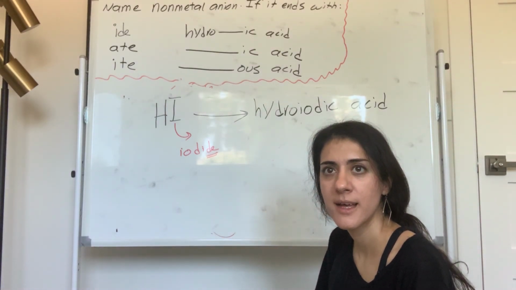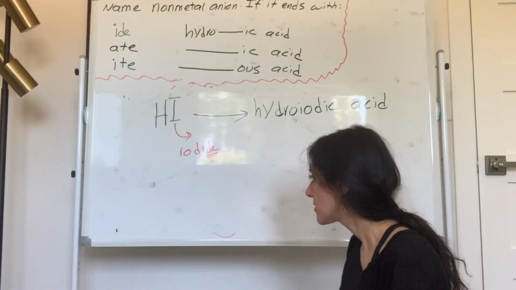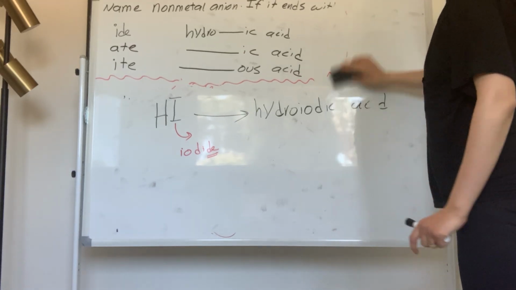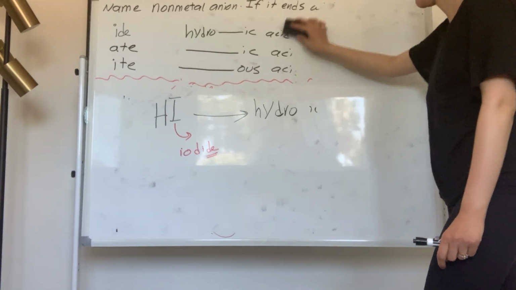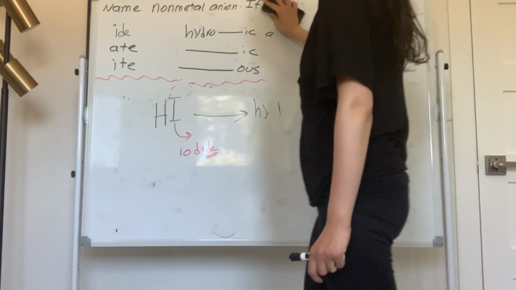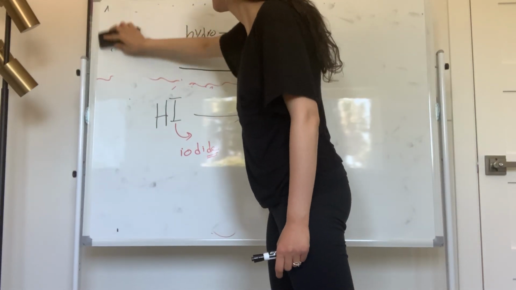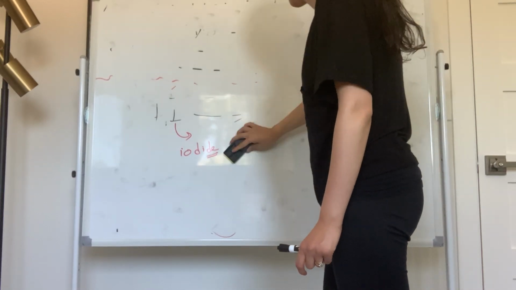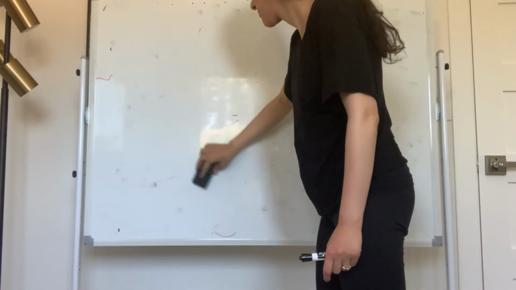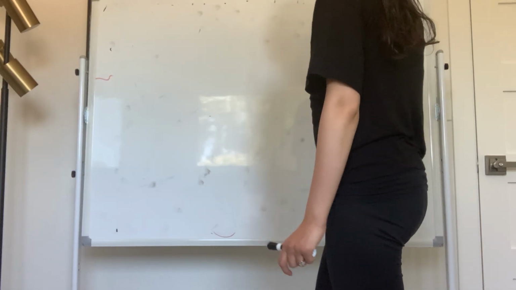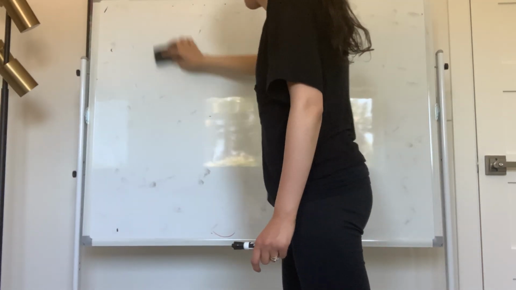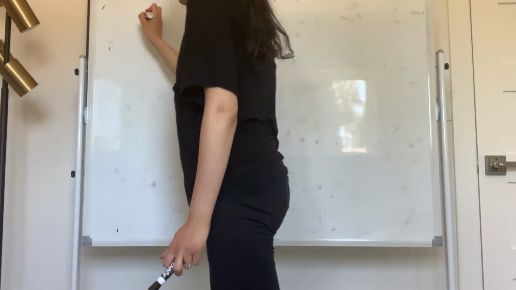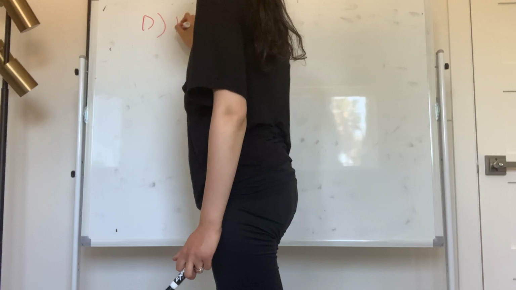Okay, let's look at the last part. So, we've done ionic. Ionic is a metal and a non-metal. We've done covalent, which is two non-metals together sharing electrons, and you have to use prefixes. We've done acids, which start with H. What's the last one to do?